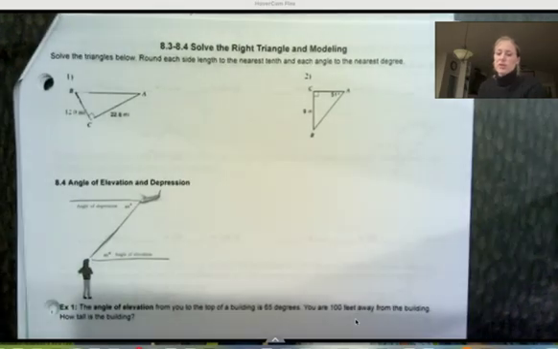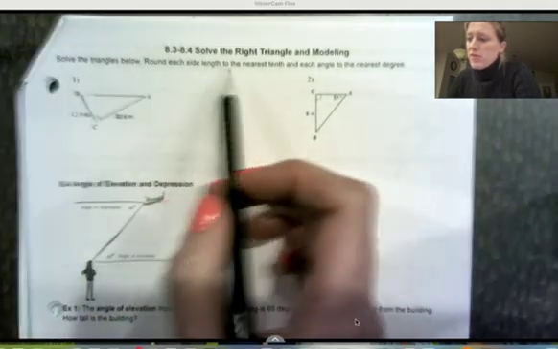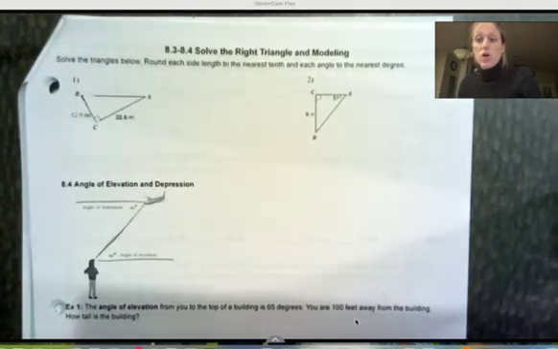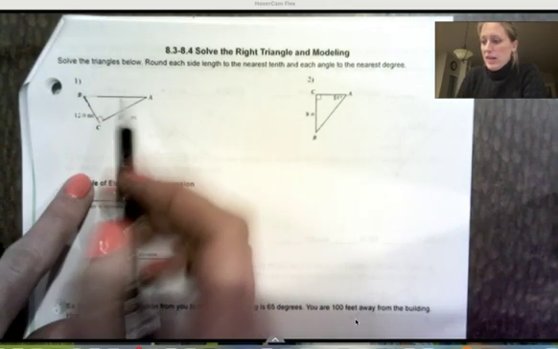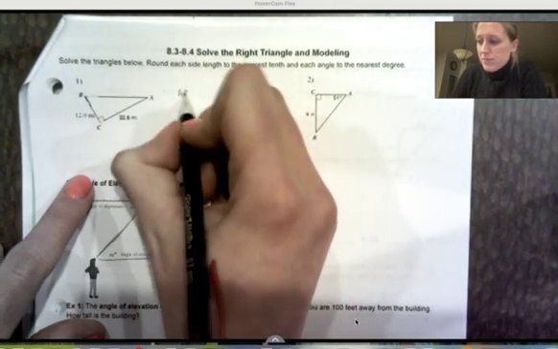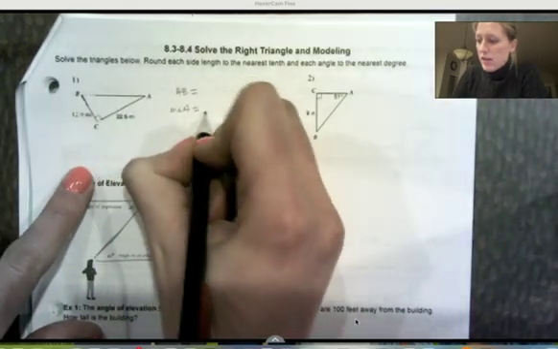In this video, we're going to do some modeling with our right triangle trig skills. So first, we're just going to review what we can do with SOHCAHTOA. If it ever says solve the triangle, it means find all missing pieces. Here, I'm missing side AB, so I have to find AB, and I have to find angle A and angle B.